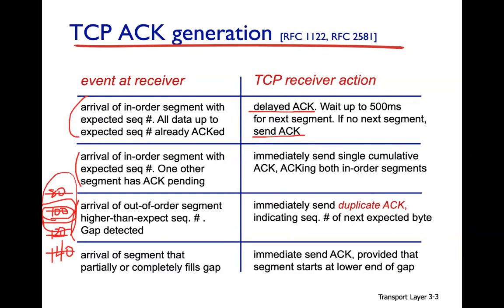But if you still have others inside, and the segment does not completely fill the gap, then you will find the lowest end of the gap, and you will send the ACK for that one. Right, so this is the TCP acknowledgement generation.